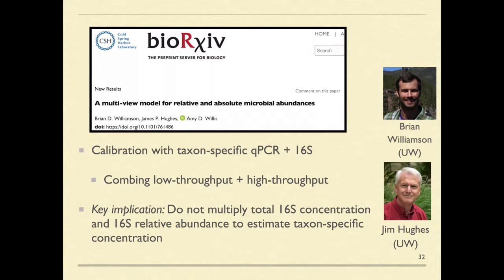The way that we're proposing to go about calibrating these models is with a different data generating process, or a different model for the data that we observe, that does reflect these efficiencies. And I was fortunate also to be involved in a collaboration with Brian Williamson and Jim Hughes, both at UW, to construct a model for calibrating to estimate the true relative abundances based on observed relative abundances, and perhaps some low throughput but high quality data that we could use for calibration.